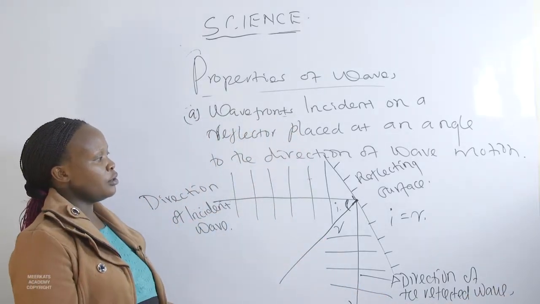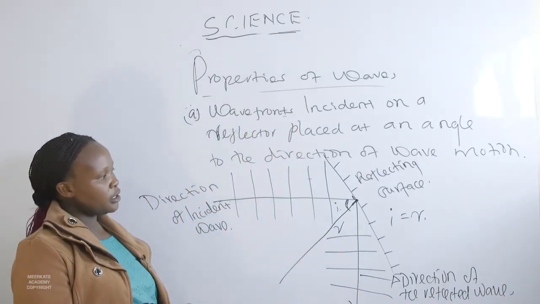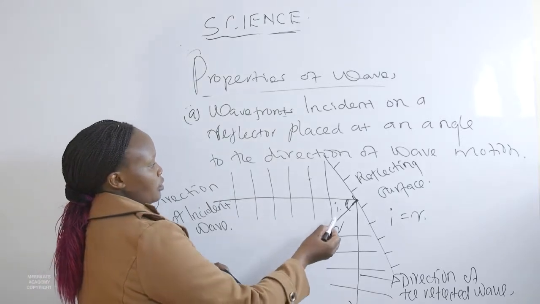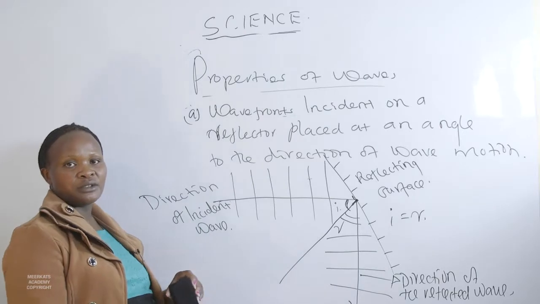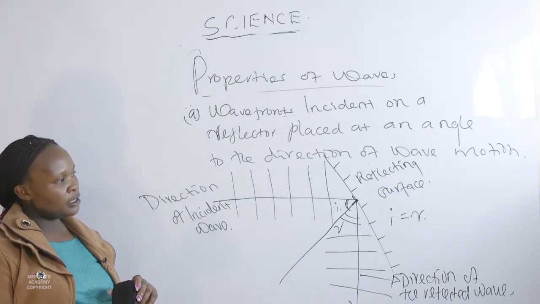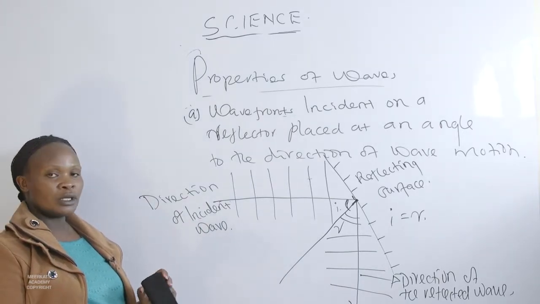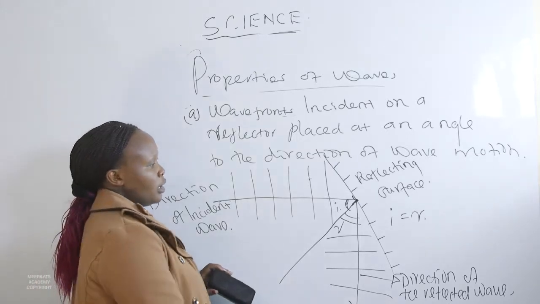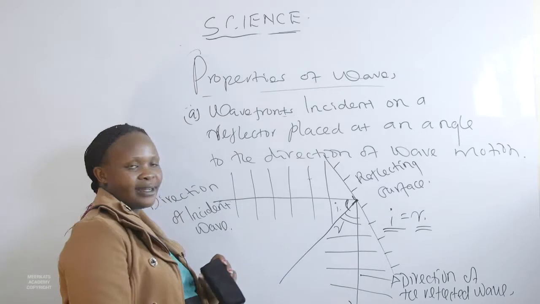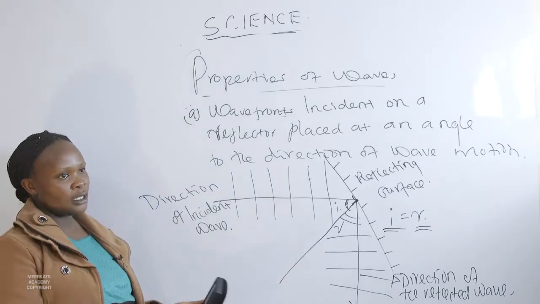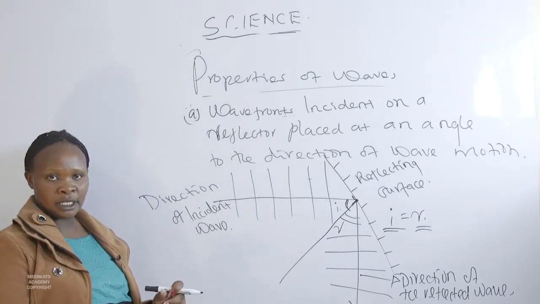The direction of the reflected wave. Now clearly you can see that the law of reflection is obeyed, because for us to claim that the law has been obeyed, I should be equal to R, which is the case with our wave here.